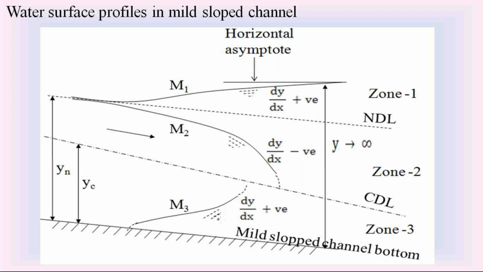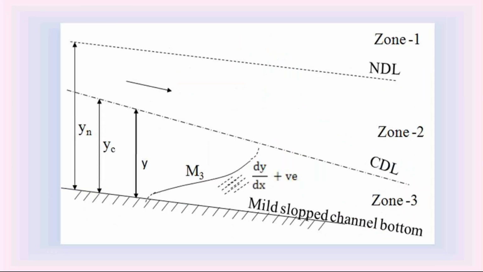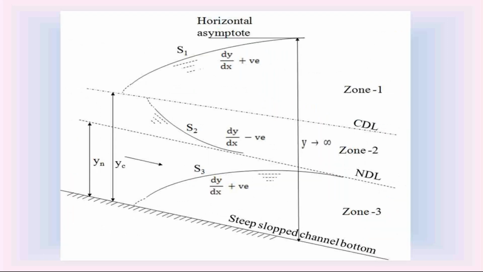Coming to the next type of channel, the steep slope channel. In the steep slope channel also, we have three water surface profiles, S1, S2, S3. S1 is a backwater curve because it is a rising water surface profile. S2 is a drawdown curve because it is a falling water surface profile. S3 is a rising water surface profile, backwater curve. So in open channels, a rising water surface profile is called a backwater curve. A falling water surface profile is called a drawdown curve.